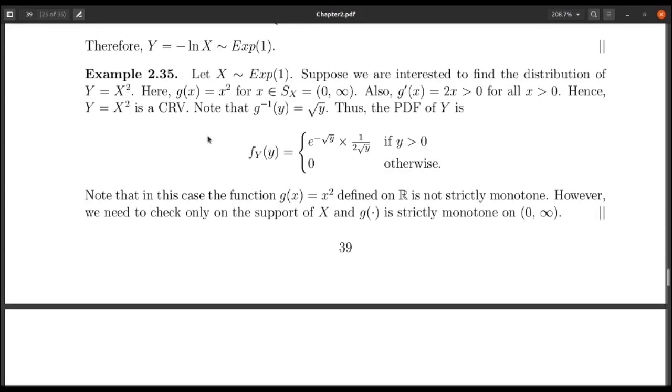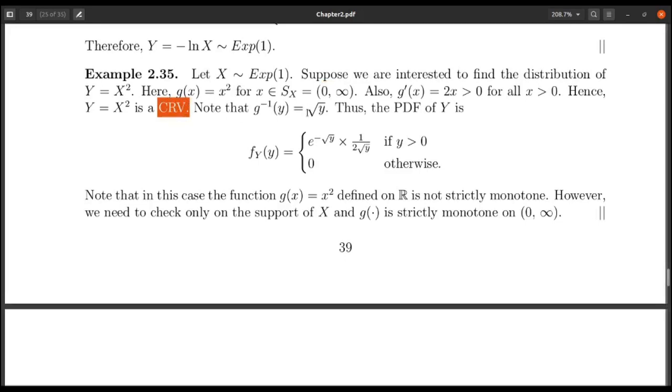But as the theorem says, we do not need to talk about the whole real line. We have to only talk about the support of x, and in this case the support of x is the interval 0 to infinity, the positive part of the real line, and on the positive part of the real line the derivative is strictly positive. So the conditions of the previous theorem hold true. The support is an interval, g equals x square is a differentiable function, and the derivative is strictly greater than 0. So that means that y equals x square is a continuous random variable.